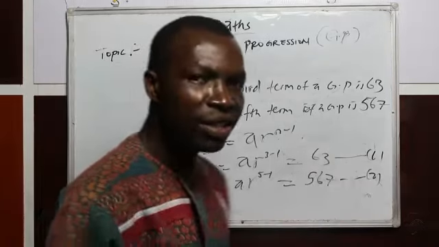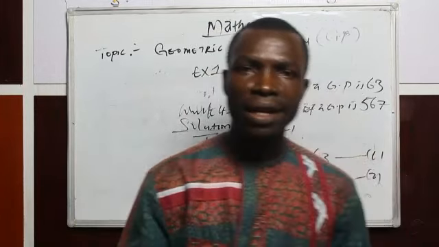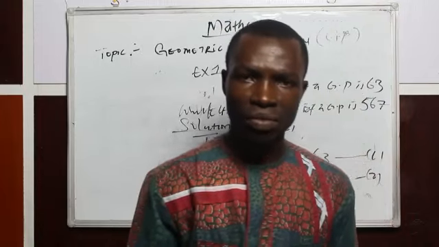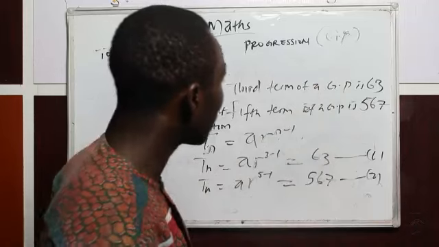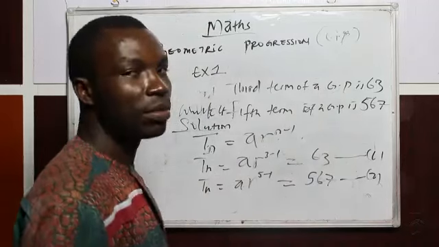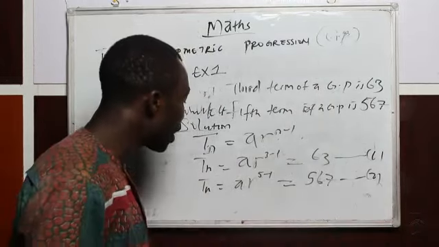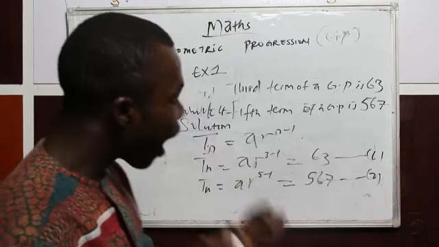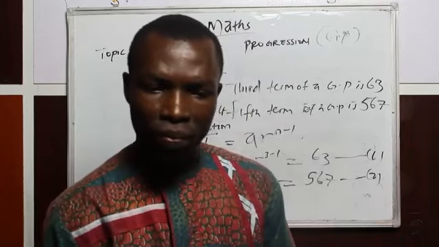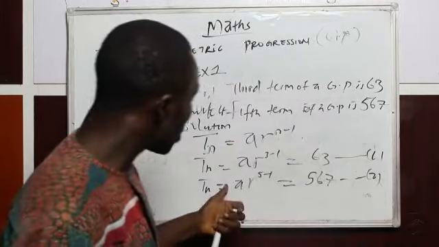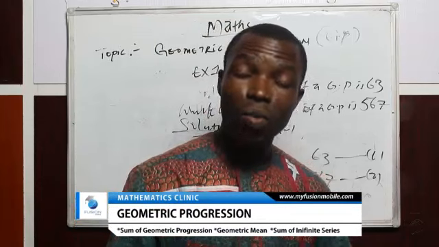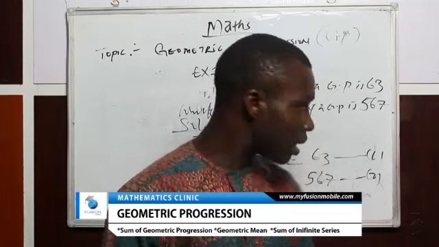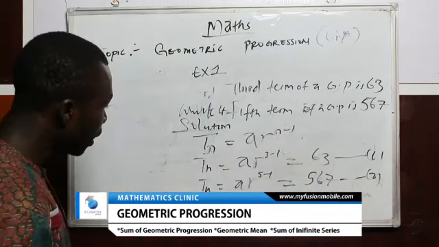So GP leads to simultaneous equation. This question is giving us a clue on what is going to happen. If the third term of the same GP is 63, while its fifth term is 567, how do we find our first term? How do we find our common ratio? Then equation 2 divided by equation 1. That is how we can find our answer.